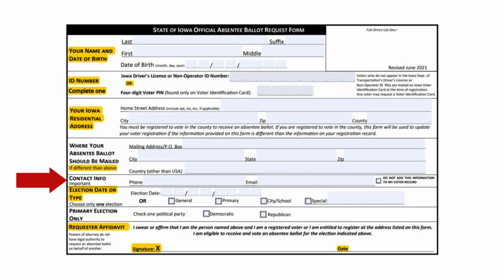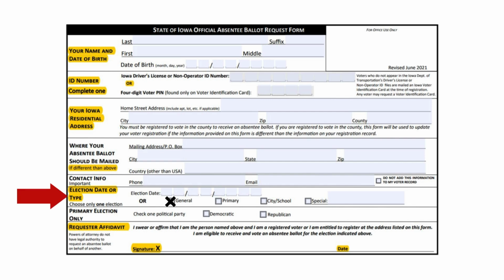It is optional for a voter to put their contact information on their form, but it is helpful in case there is a problem with their request form or their ballot. We can contact them to resolve the issue or get their ballot counted. The voter can mark the box, "Do not add this information to my voter record," if they're concerned about having their contact information in our system.